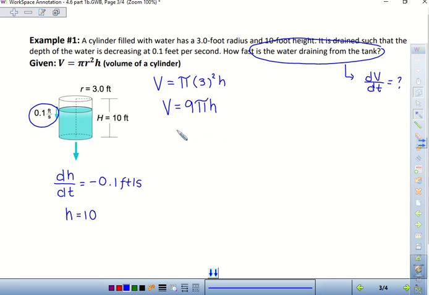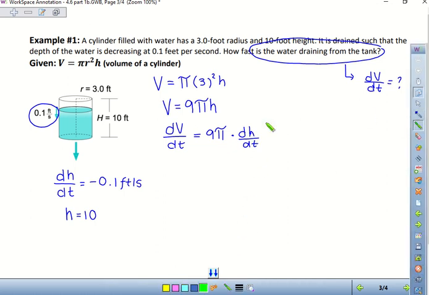So the derivative of this is going to be what? 9 pi, dV over dt. Yep, equals 9 pi, but when we take the derivative of h in terms of t, it's going to be times dh over dt. So now we can plug in what we know, which is this right here, correct?